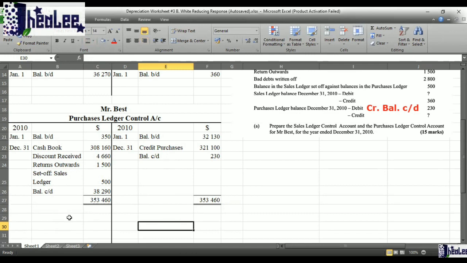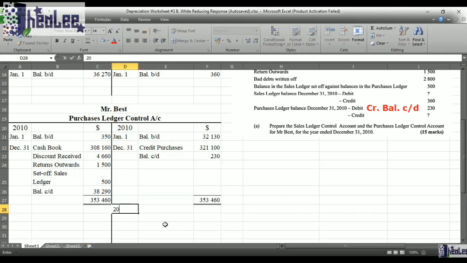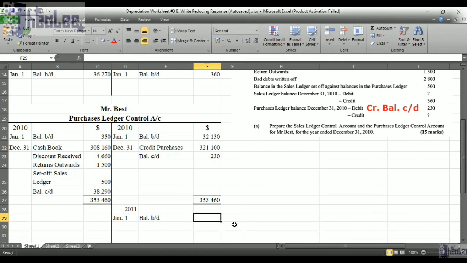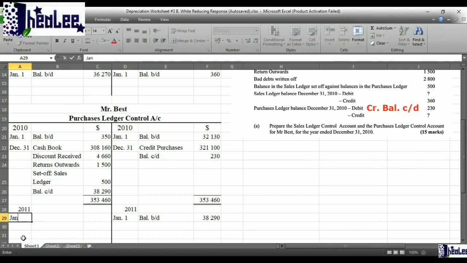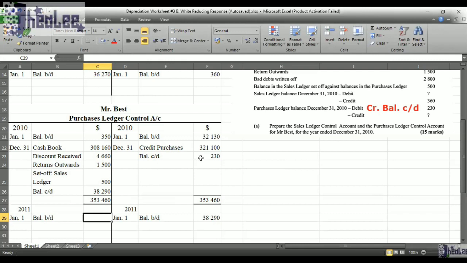Now, in closing off, we must enter our balance brought down. Remember, once you have CD, there is BD. So that's 2011, January 1. Our details is balance brought down. And the amount, same thing as your carried down, which is $38,290. And remember, your CD and BD are opposite of each other. So if your CD is on the credit, your BD for that must be on the debit. If your CD is on the debit, like you're seeing right here, your BD must be on the credit.